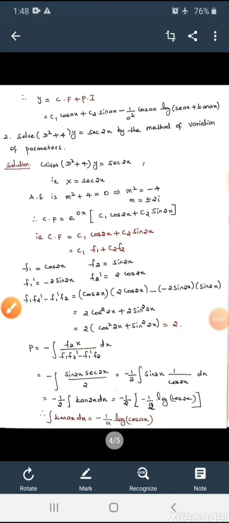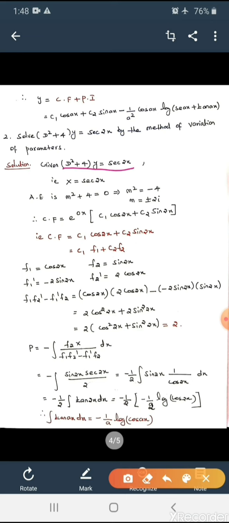Now let us solve the second problem. (D square plus 4) y is equal to secant 2x, by the method of variation of parameters. Consider the given problem: (D square plus 4) y is equal to secant 2x. So here you see the right hand side term. Right hand side is secant 2x. So you take that as capital X. Capital X is secant 2x.